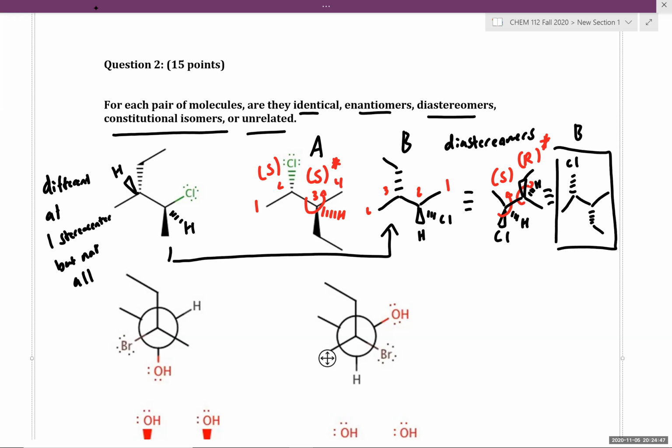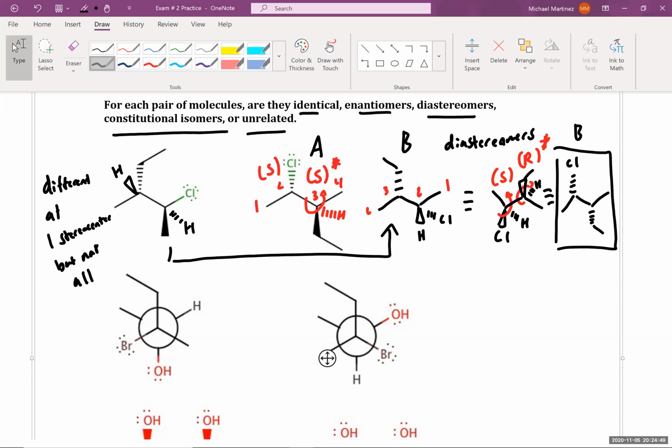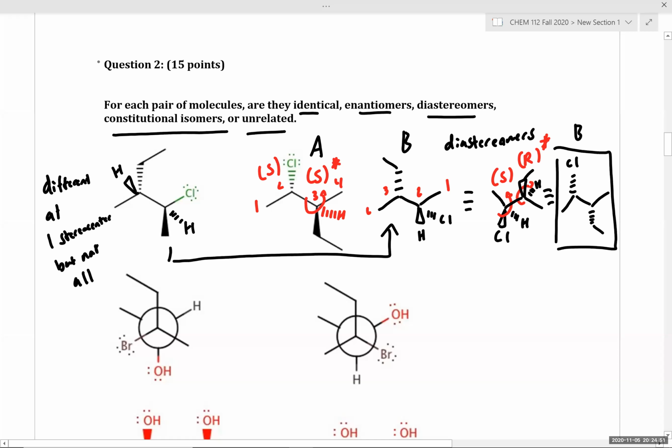Okay, so let's talk a little bit about that. So carbon 2, to redraw A another way, we can also draw A like so. And this is via rotation.